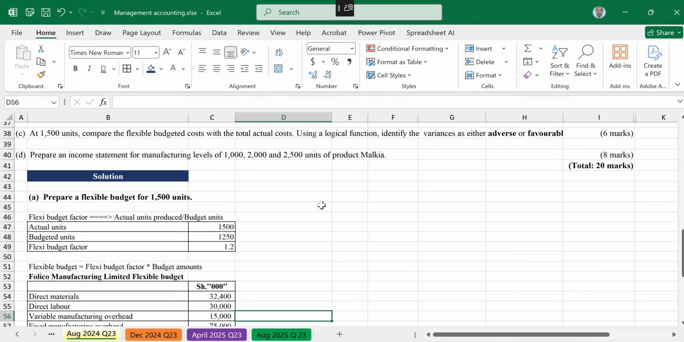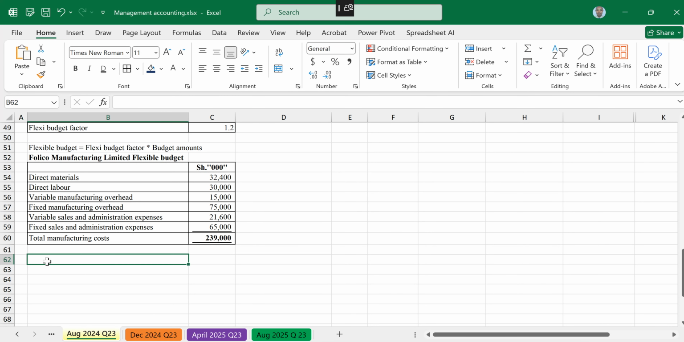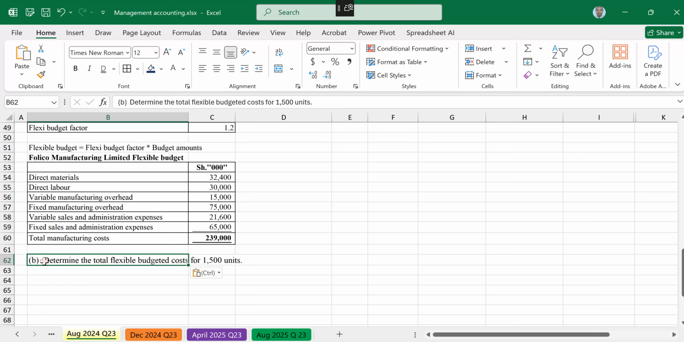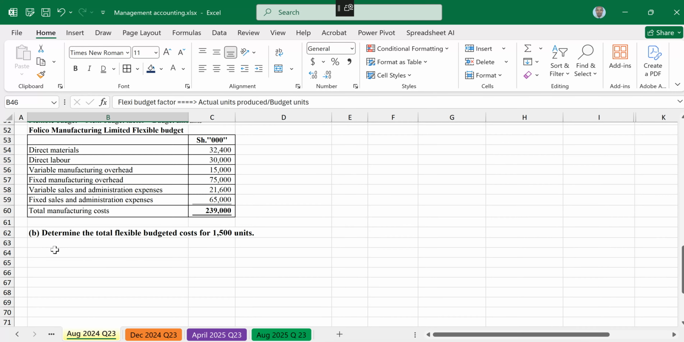Part B, determine the total flexible budgeted costs of 1,500. So total flexible budgeted costs of 1,500. So the total is already given. I don't know what they want, but we can simply get that total, which is already given.